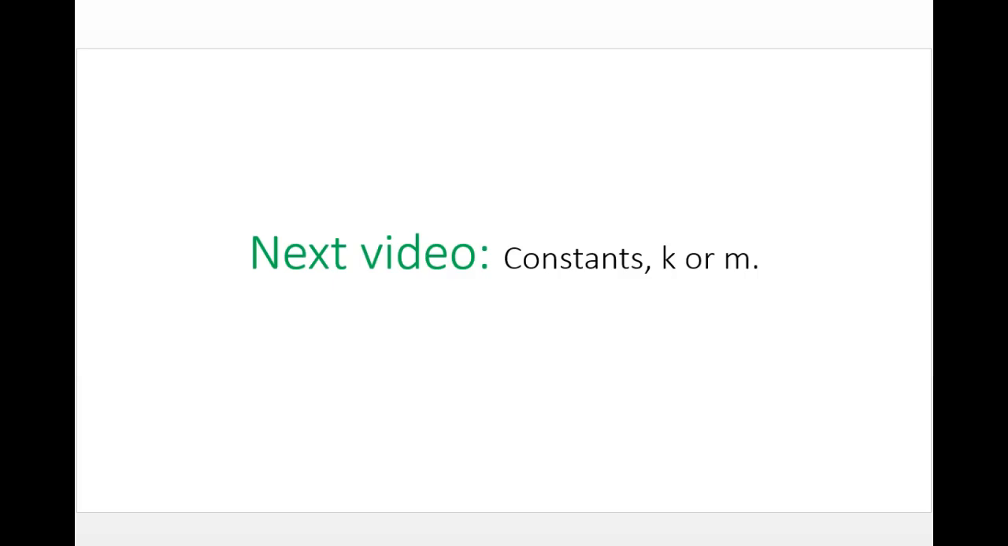Okay, so in our next video, I'm going to be talking about the constants k or m. Again, k is usually used in physics or science, whereas m is typically used when we're doing math, but they're used interchangeably.